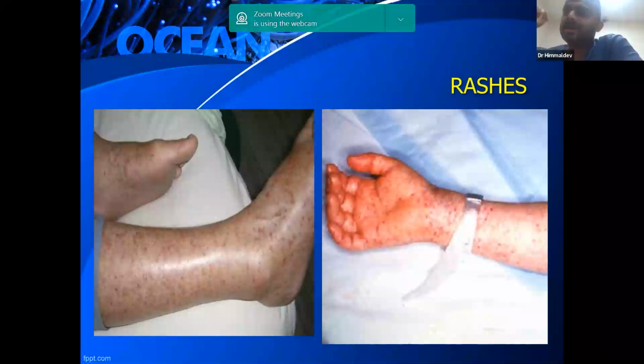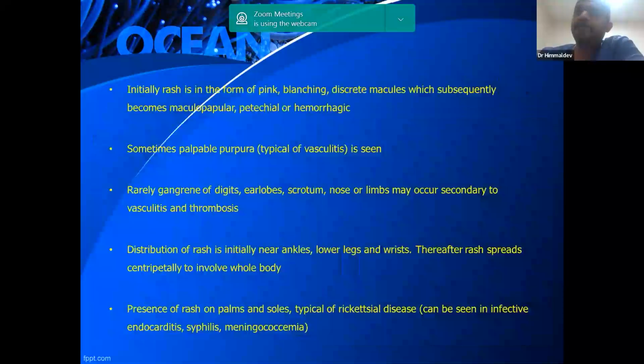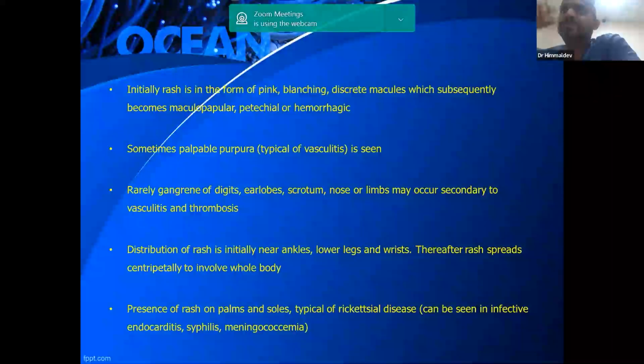So this is the same thing which I've told you. It forms as a pink blanching discrete macule and becomes more pronounced later. And I told you it can become gangrenous also because of the vasculitic lesion, because rickettsia can cause vasculitis of the vessel wall, as it affects the vessel wall and the reticuloendothelial cells. That's why there can be gangrene of the digits. It starts at the ankles, lower legs, and goes towards the whole body.